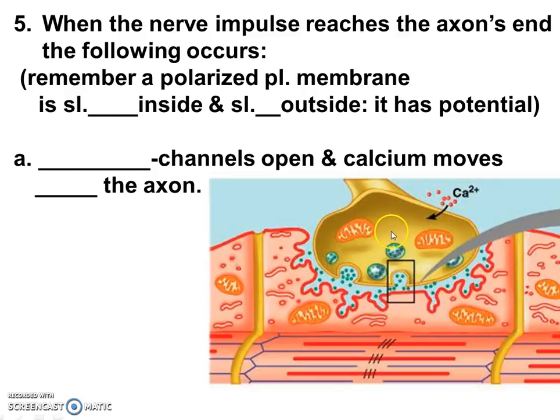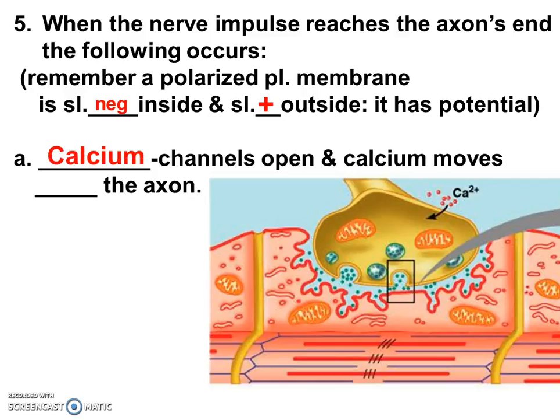When the calcium comes into the axon terminal, acetylcholine is going to be released. Acetylcholine will come across the cleft and will open up sodium channels. Remember, sodium ions are positively charged, and so they are going to go across the cleft into the muscle cell and cause the cell now to be positive on the inside, negative on the outside, which is called depolarization. So remember, a polarized membrane is slightly negative on the inside, slightly positive on the outside. It has the potential to do work.